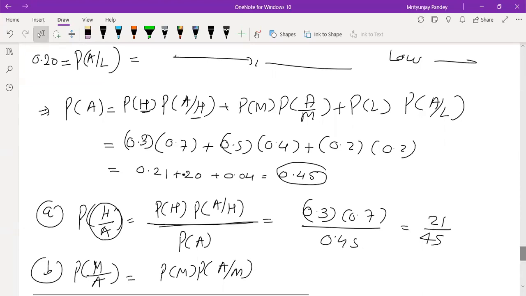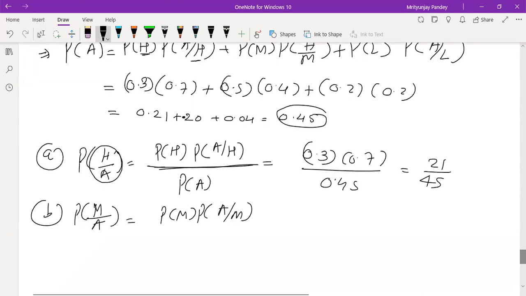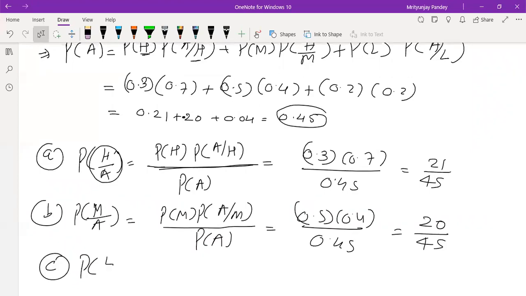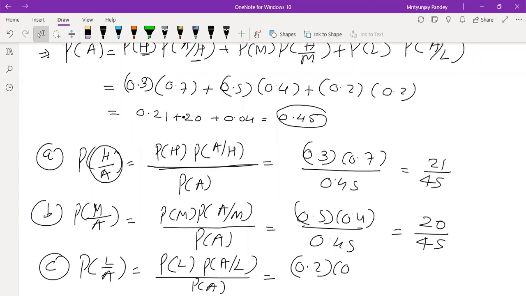Is it correct? Yes, sir. Divided by P of A. Yes. So what is the value of M? 0.5 into 0.4 divided by 0.45. 20 divided by 45, right? And the C part is L upon A, P of L into P of A by L, divided by P of A. 0.2 into 0.2 divided by 0.45. 4 upon 45. Any doubt?